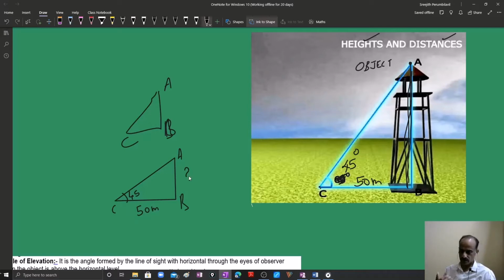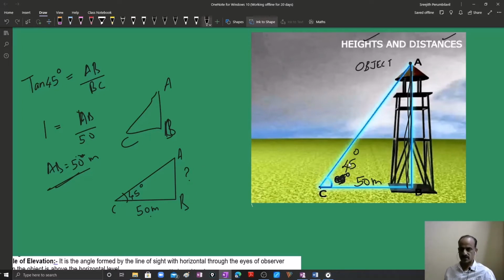We will be asking what is not known. This is unknown. This is known. Is there any trigonometric ratio connecting the unknown and known? As far as this angle is concerned, this is the opposite side and this is the adjacent side. So we go for tan 45. Tan 45 degree is equal to AB, opposite side, divided by adjacent side. Tan 45 we know the value is 1. That is AB divided by 50 meters. Cross multiplying, AB is equal to 50 meters. Sorry, not 50 degree, 50 meters. So we get the height of this.